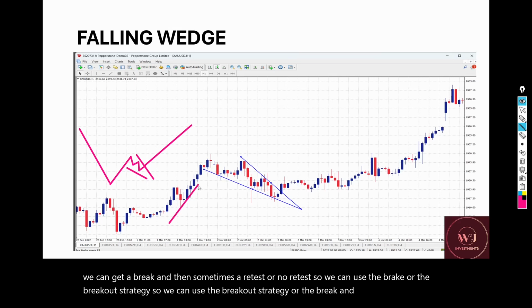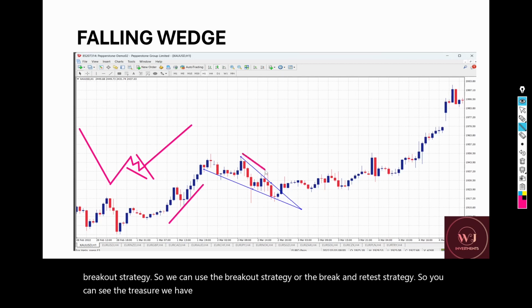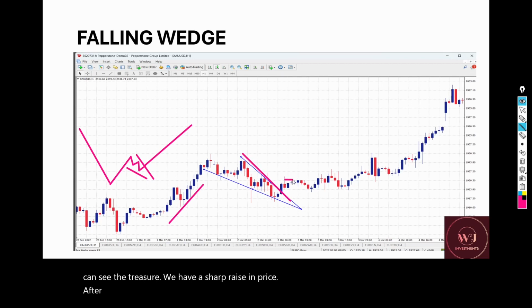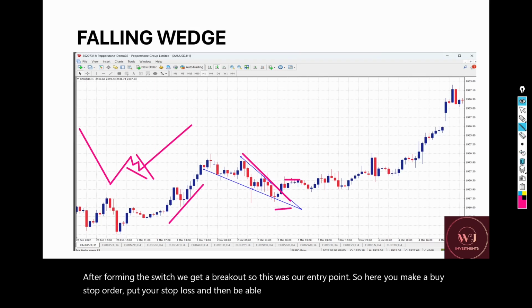So you can see that right here we have a sharp rise in price. So after forming this wedge, we get a breakout. So this was our entry point. So here you make a buy stop order, put your stop loss, and then be able to catch the wave up.